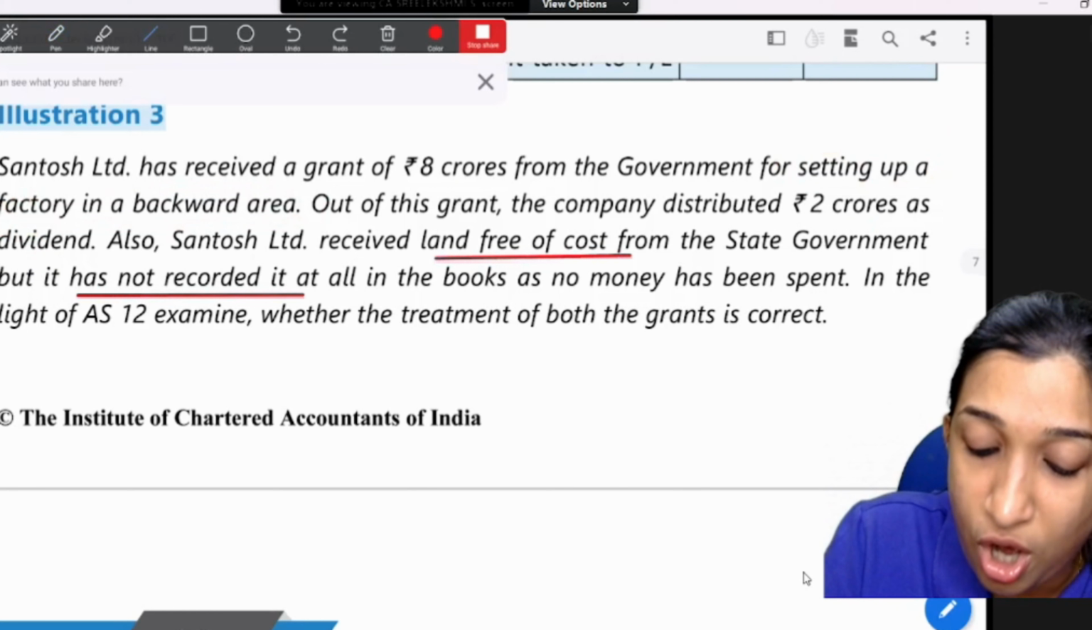Now, if it is in the nature of promoter's contribution, bank to capital reserve again. Bank to grant, grant to capital reserve. Now, if the grant is in the nature of an income for a certain number of years, or to meet expense for a certain number of years, then the grant received should be recognized as deferred income for the period in which the grant is received. So very easy. Are you clear up to this?